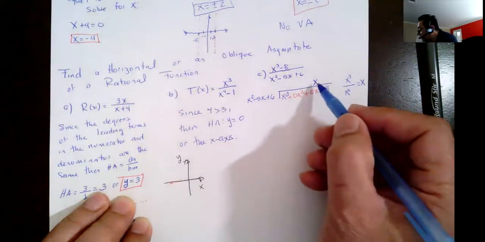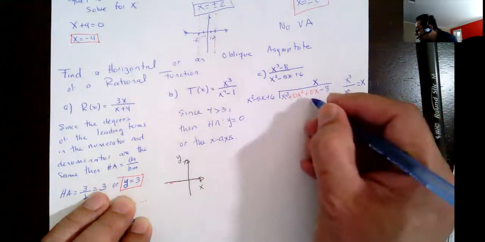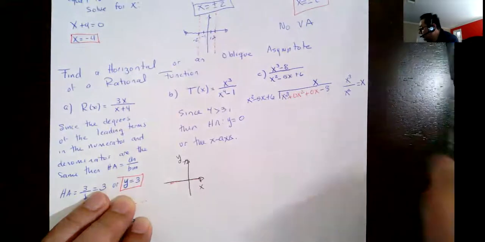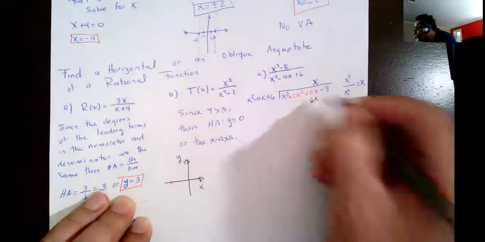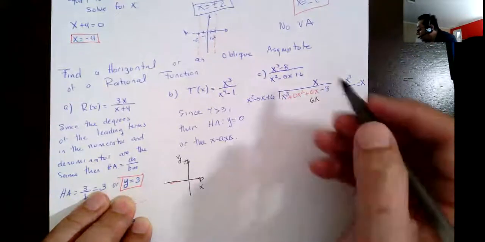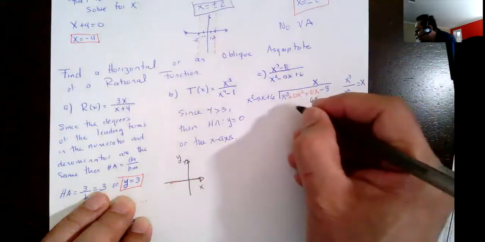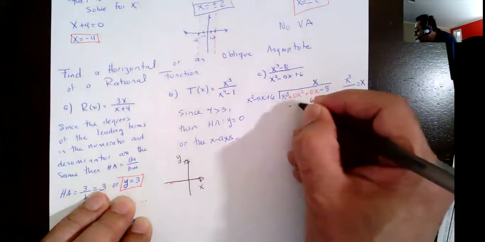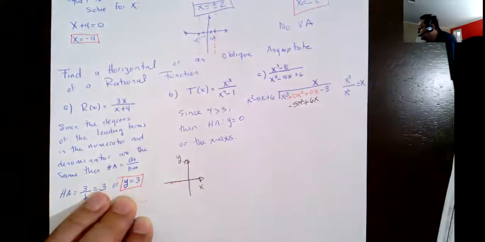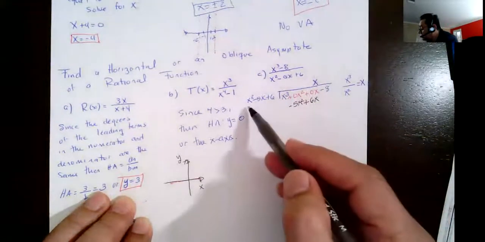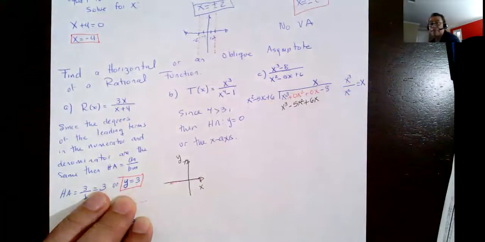What is x times 6? That would be 6x, right? So you place the 6x right here. Let me use a different color here. X times 6 is 6x right there. And then what is x times negative 5x? That would be negative 5x squared. And then what is x times x squared? That would be x cubed.